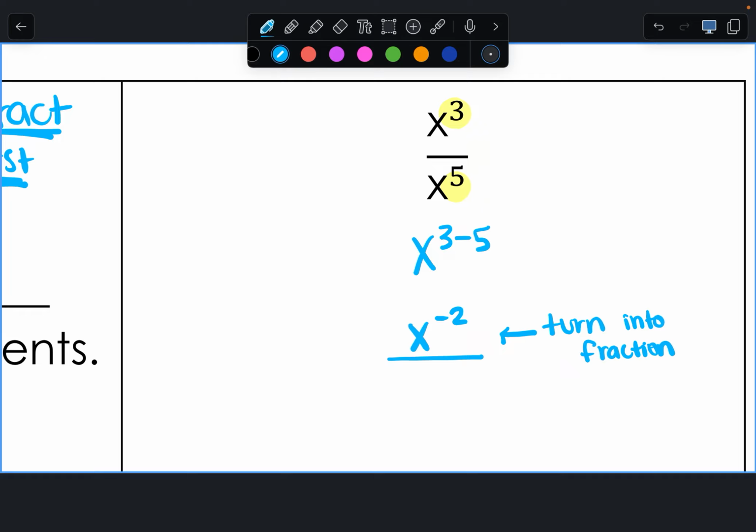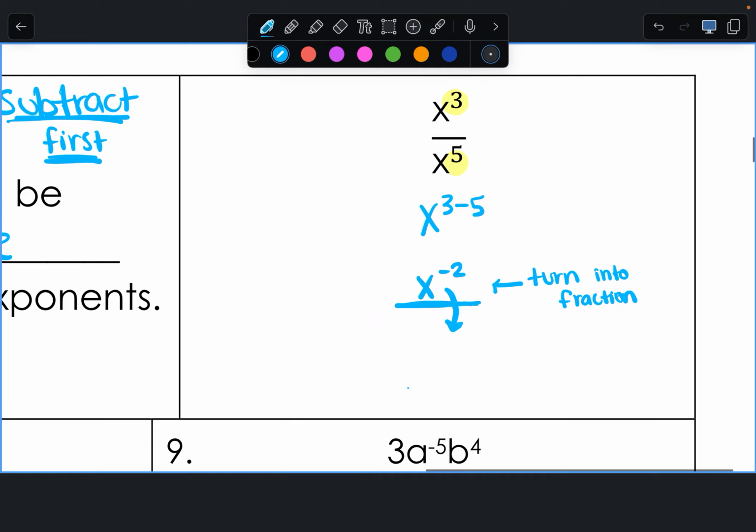You turn it into a fraction. So that's my fraction bar right here. And then now you move it to the opposite side. So if it's negative in the bottom of the fraction, if it's a denominator, you move it to the numerator. If it's in the numerator, move it to the denominator. And it'll turn into a positive exponent. So now we have x squared, and then fill in the top with a 1. Whenever you don't have anything, you put a 1.